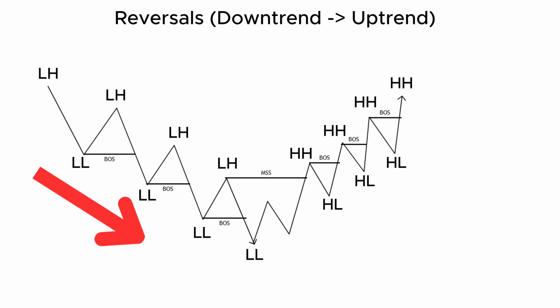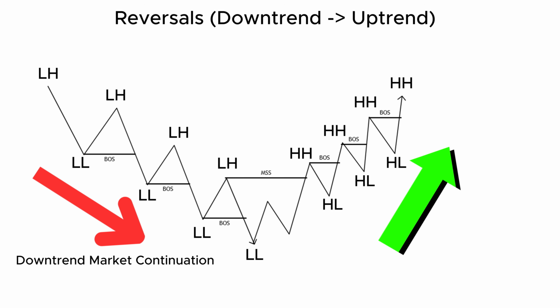Now this whole downside movement is called a downtrend market continuation, and this whole upside movement is called an uptrend market continuation. We've talked in the last video about how to trade the continuations. It's what we focused on in the previous video.